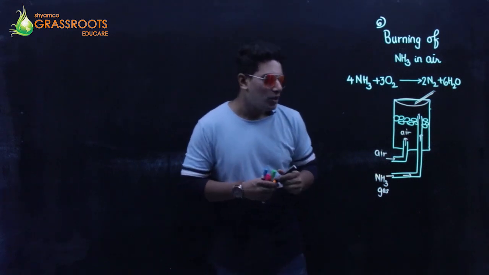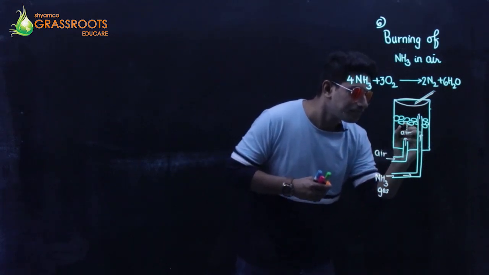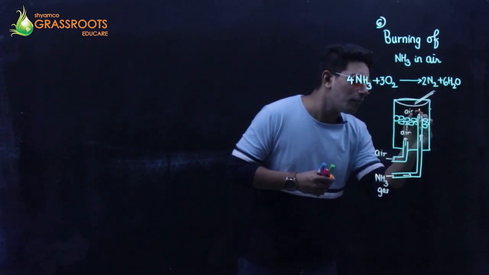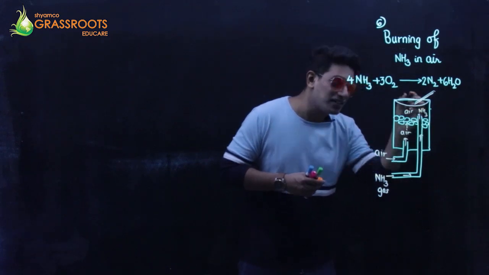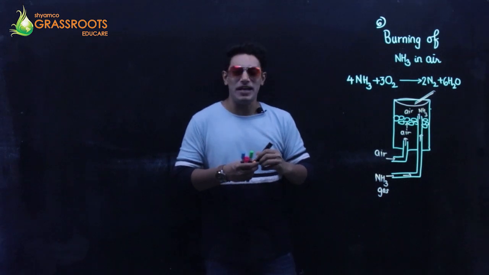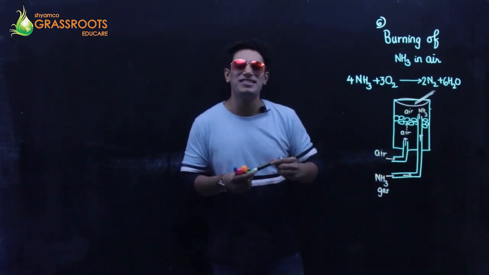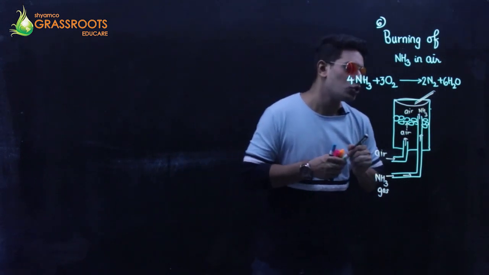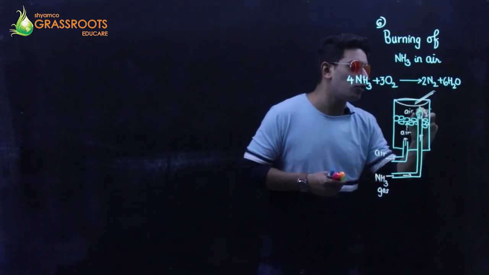But now, when I pass air and ammonia gas, they react to form a flame, and the color of the flame is green or greenish yellow. So we get a greenish yellow flame.